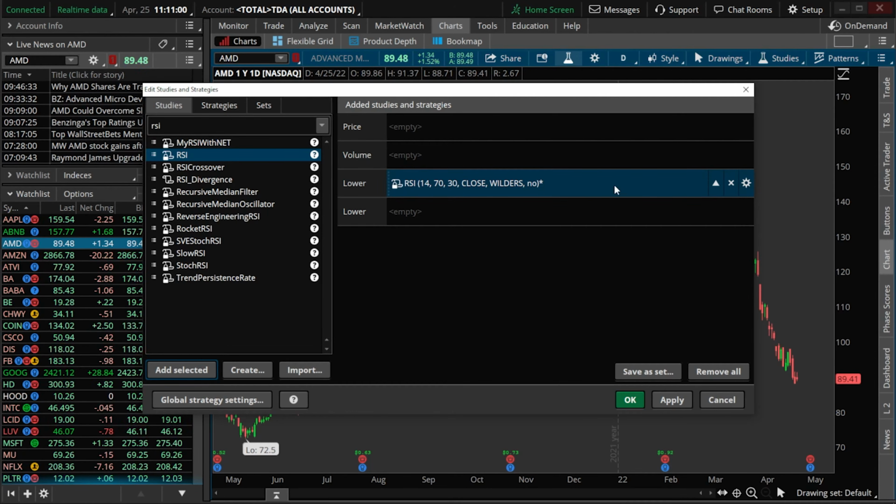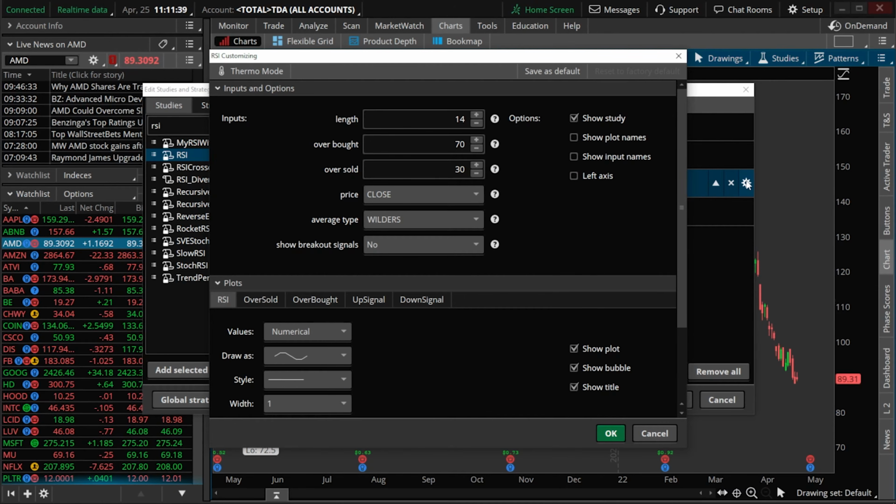We then have the ability to edit some of the parameters or the appearance settings by clicking on the gear icon on the far right-hand side. This settings menu will then allow us to change some of the actual parameters used to calculate the RSI study or change the overall appearance of it, the way that it looks on our graph.